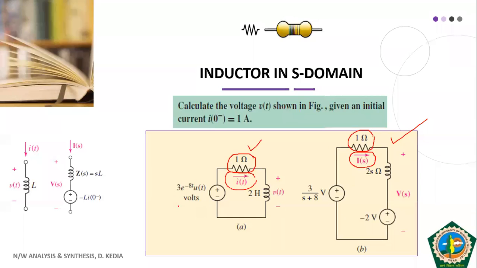Now you see here, this was a voltage source of value 3 e raised to power minus 8t u(t). So you can very easily see here, the Laplace transform of u(t) is 1 by s, and this is frequency shifting. So it will become 1 by s plus 8, and 3 is a constant. So this will become 3 by s plus 8. Rest of the things remain the same.